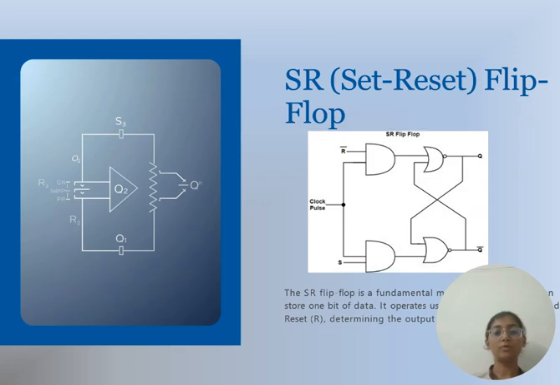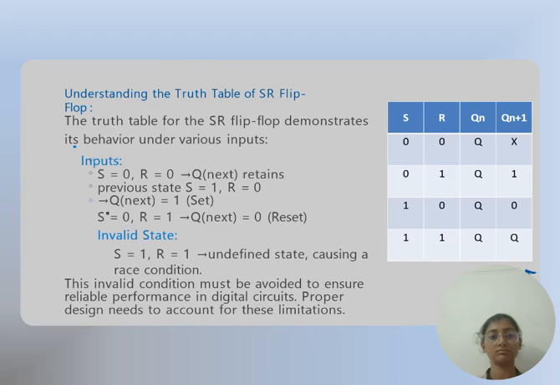The SR flip-flop operates with two stable states. By truth table, we can understand this. If S equals 1 and R equals 0, the output Q is set to 1, that is set state. If S equals 0 and R equals 1, the output Q is reset to 0, that is reset state. If both S and R are 0, the output remains in its previous state, that is memory state. If both S and R are 1 simultaneously, it is an invalid or indeterminate state in basic SR flip-flops.